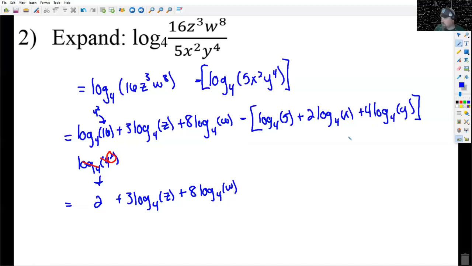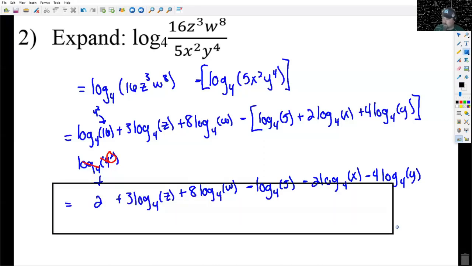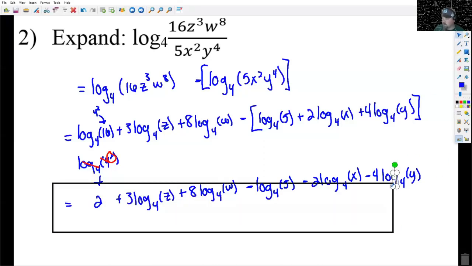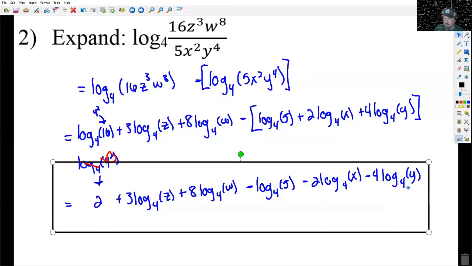Well, you don't have to. You can distribute this negative to everything. This is going to be minus log 4 of 5 minus 2 log 4 of x. And I didn't need to worry about this one because you can't write 5 as a power of 4 as an integer. Minus 4 log 4 of y. That right there, folks, that's what I'm looking for with one of those. It's a little bit more complex. It doesn't look like my box is going to fit around this very well. But we're going to do it anyways. So just be careful of those numbers.